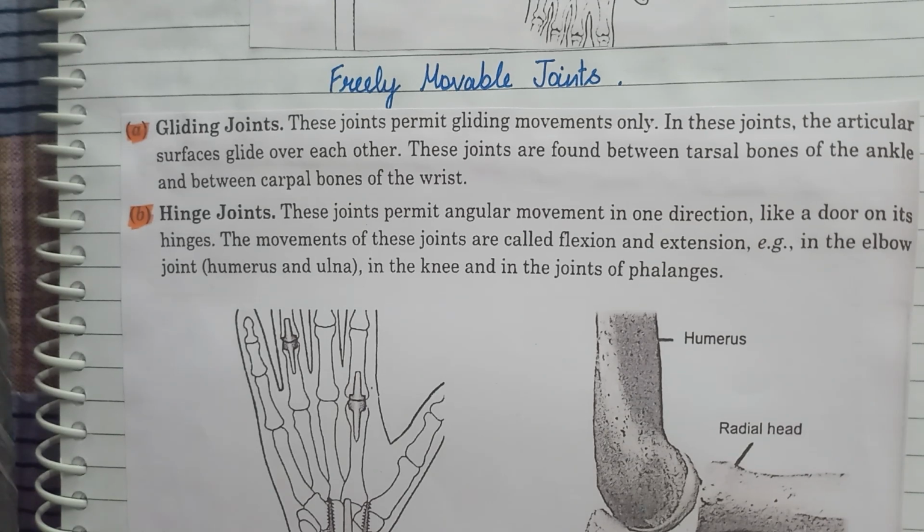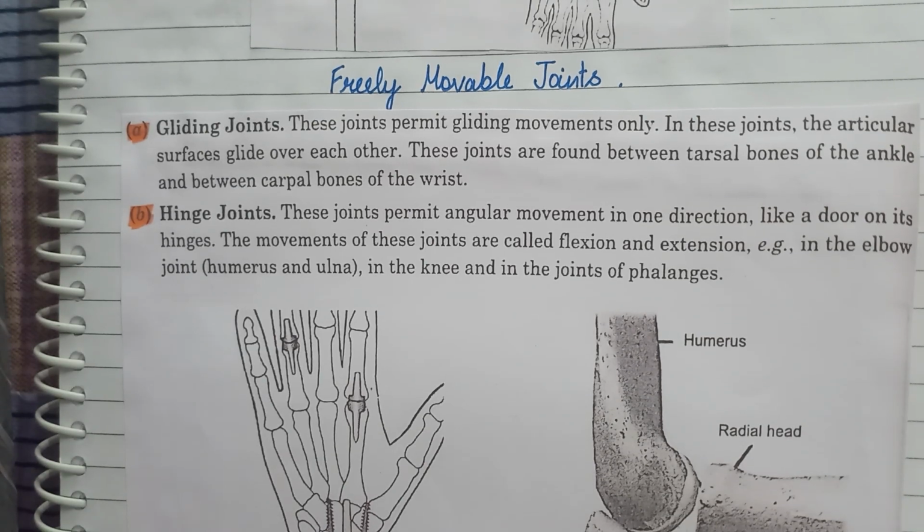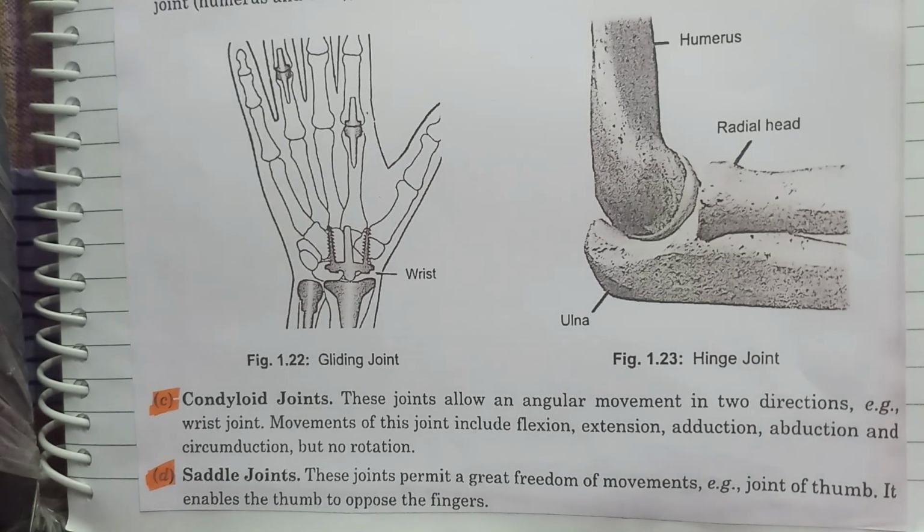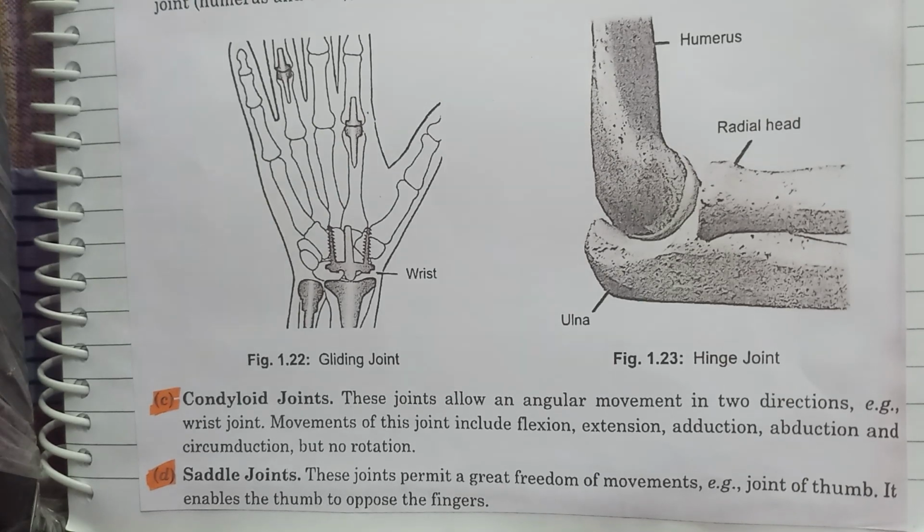Hinge joint. These joints permit angular movement in one direction, like a door on its hinge. The movements of these joints are called flexion and extension. Examples are flexion and extension in the elbow joint between the humerus and ulna, in the knee, and in the joints of the phalanges. Diagram of hinge joint, which is found in the hand, and hinge joint, gliding joints.